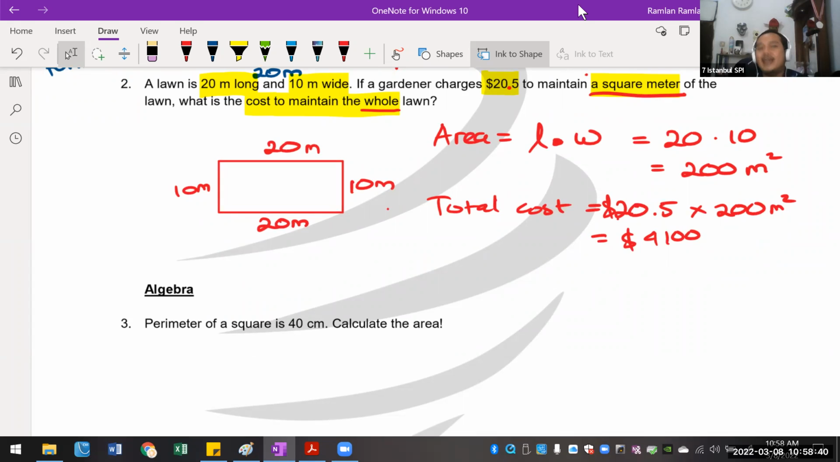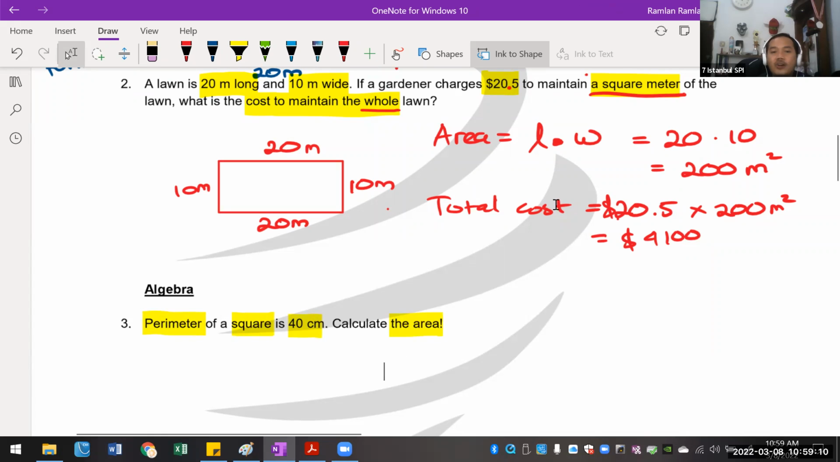First, you have read it. Second, you need to identify what we know in the question. What we know is the perimeter of a square, which is 40 centimeters, and the question is, what is the area? So we have identified that we have a square, and we know that the perimeter is 40 centimeters.